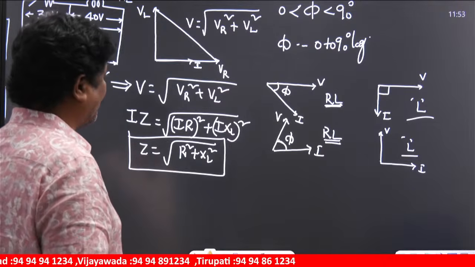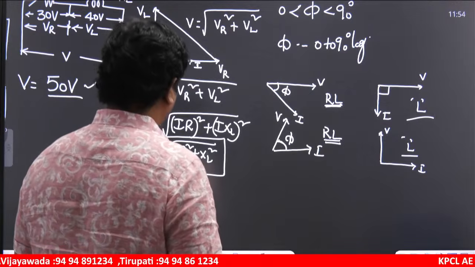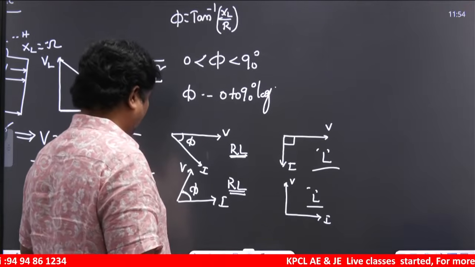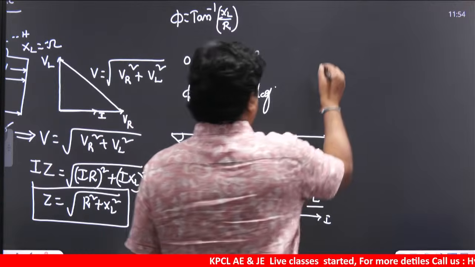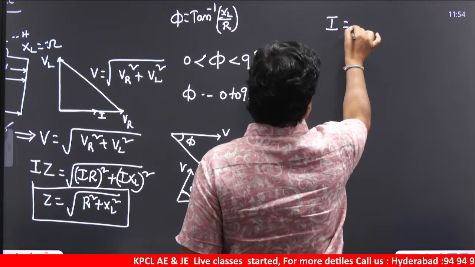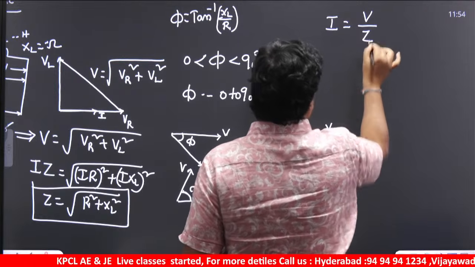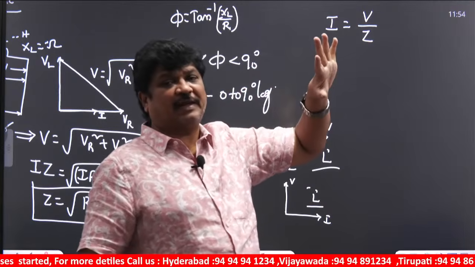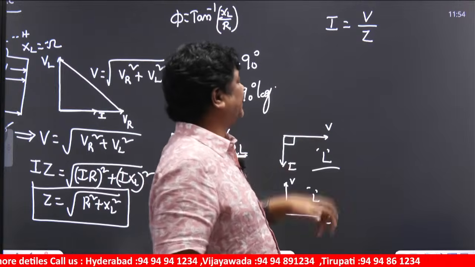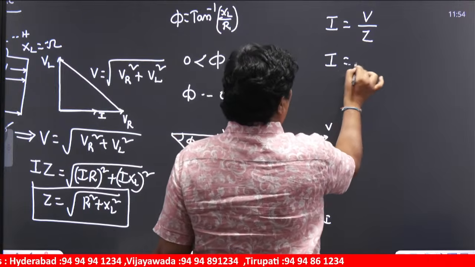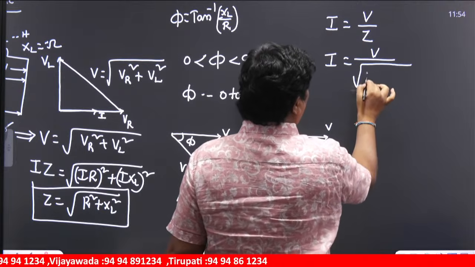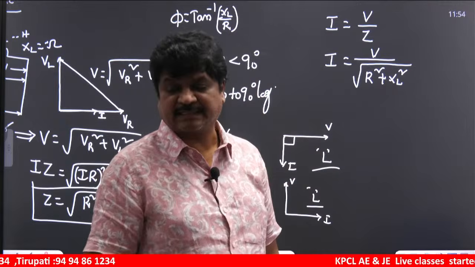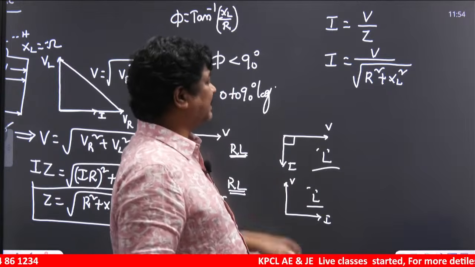Now, in this case, what is the current formula here? How to find the current? Current I is equal to V by Z. This current is the RMS value of current, and this voltage is also the RMS value of voltage. So the current I is equal to V upon square root of R square plus XL square. This is the current in the circuit.